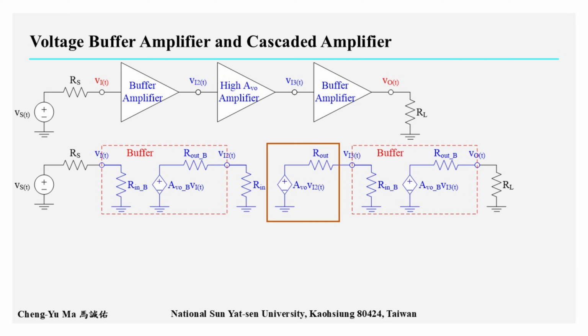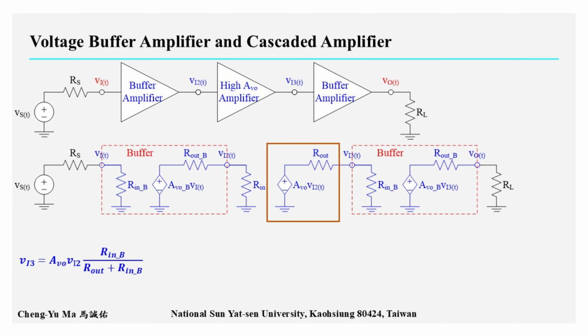Next, let's look at the output side analysis. After the high open circuit voltage gain amplifier amplifies the input signal, the signal then passes through the voltage divider effect between its output resistance and the input resistance R_iB of the next stage voltage buffer amplifier. We can obtain the signal value transferred to the input terminal of the third stage amplifier. Vi3 equals AVO times Vi2 multiplied by R_iB divided by the sum of Rout and R_iB.